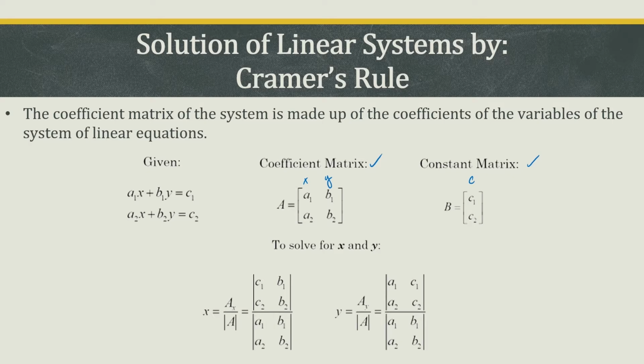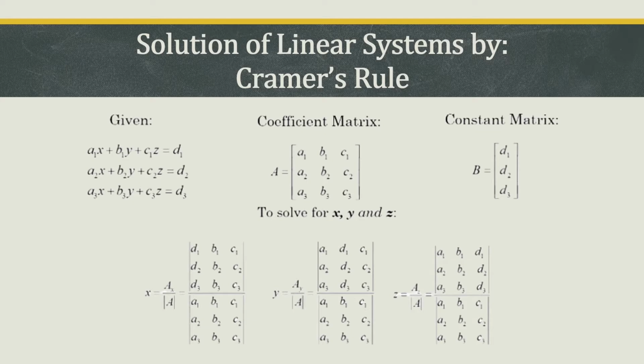Now, in solving the variables, you would need to find the determinant of the coefficient matrix and the determinant of this one. This one is just the coefficient matrix, but we replace the values of the variable that we are looking for with the constants. So for example, we are looking here for the value of x. Instead of using a1 and a2, we would place the constants c1 and c2, and just copy the values of the other variables. And for y, copy the coefficients of x, and then copy the constants.